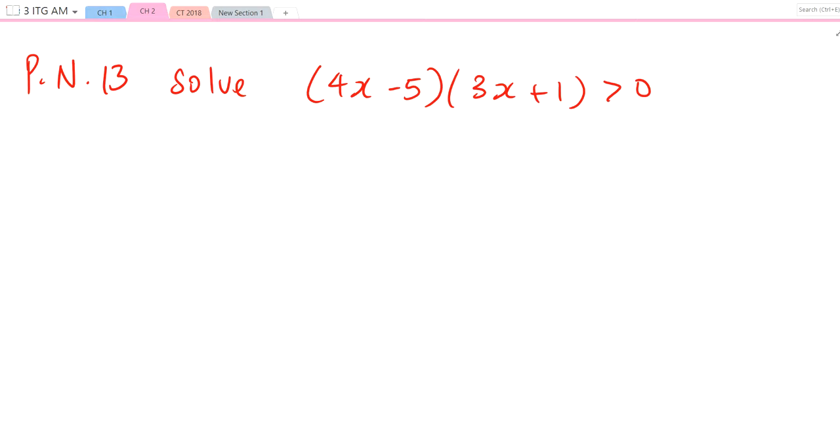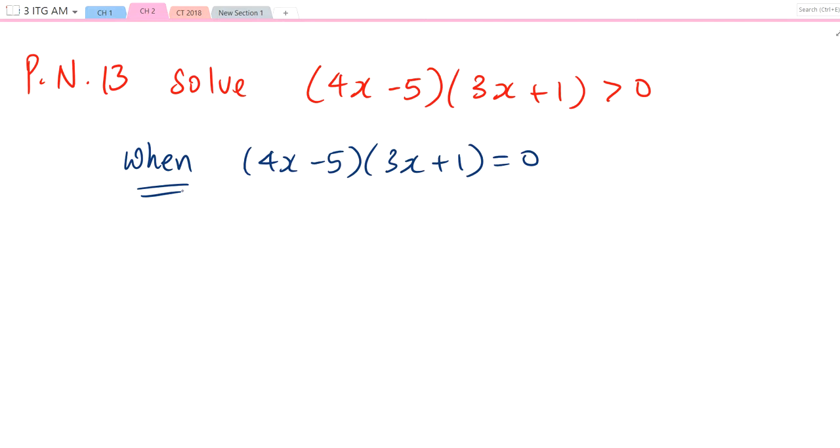Okay, solve quadratic. It is made out of two factors multiplied to each other. It is greater than 0. So this is what I write. When 4x minus 5 times 3x plus 1 equals 0. Keyword, when. Did the question say that it is equal to 0? No, they didn't. But I choose to say when it is equal to 0. What happens? X equals 5 over 4 and x equals negative 1/3. Agree so far? Agree? What's the point of doing this?